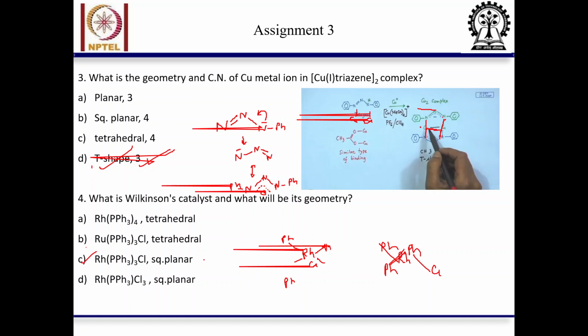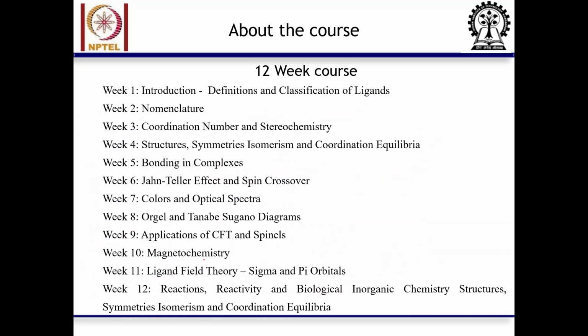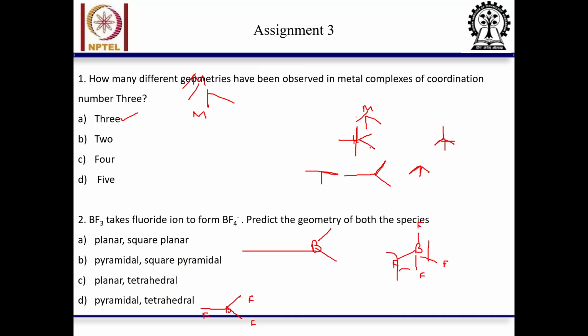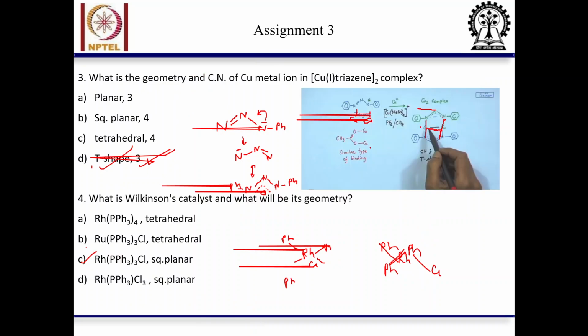So somewhere there will be a coordination equilibrium. Once I go to this complex, the Wilkinson catalyst, I will tell you why rhodium complexes are square planar.